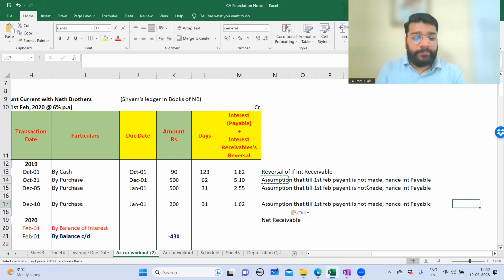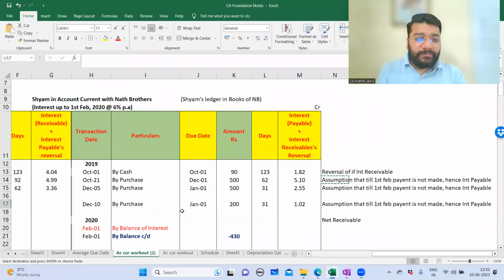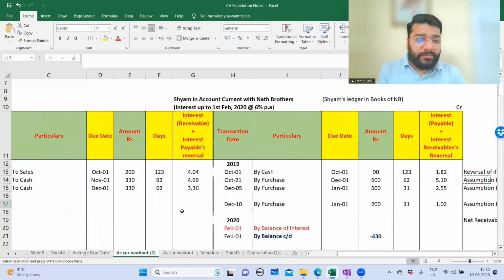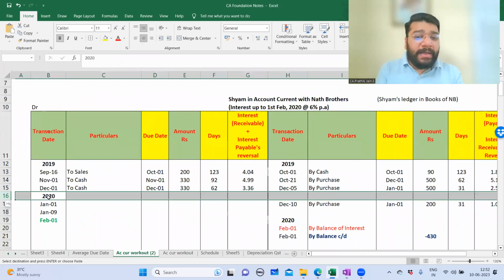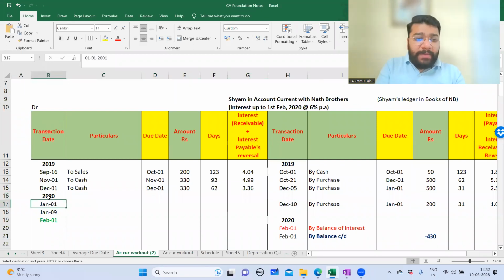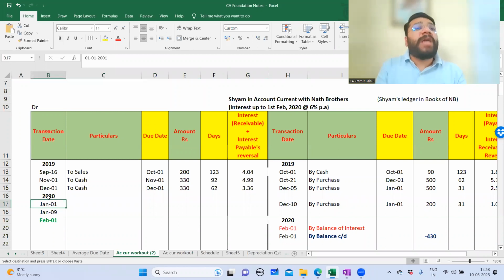Done? Next, 2020, Jan 1, pay to Sham. Journal entry, please. Sham to cash. So please change the year. Please add the heading 2020 year. Jan 1. Payment is happening on Jan 1. How much? 600 rupees. So Sham to cash.